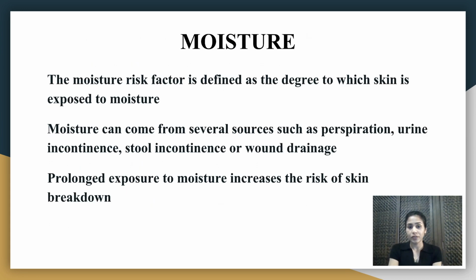The second component is moisture. As we all know, excessive moisture will lead to bed sores. So here the moisture risk factor is defined as the degree to which skin is exposed to moisture. Moisture can come from several sources such as perspiration, that is excessive sweating, urinary incontinence, stool incontinence, or wound drainage. Prolonged exposure to moisture increases the risk of skin breakdown.